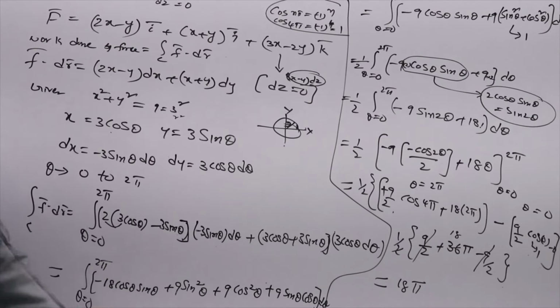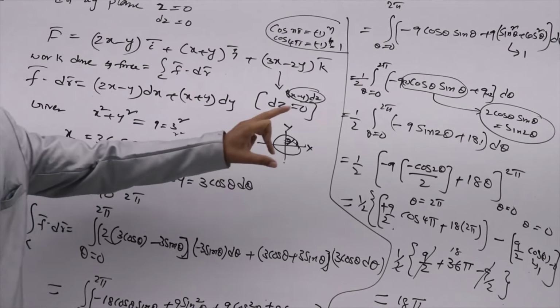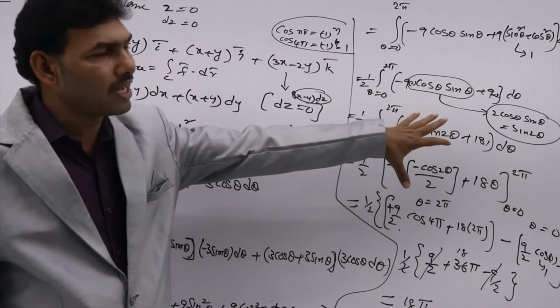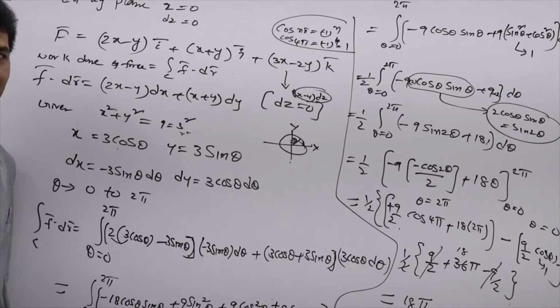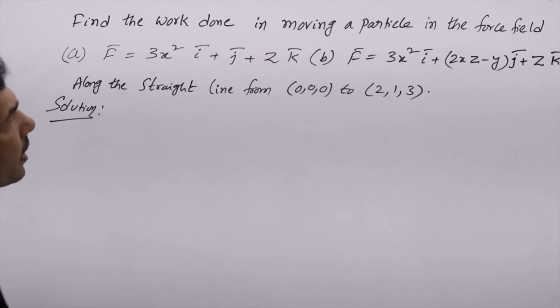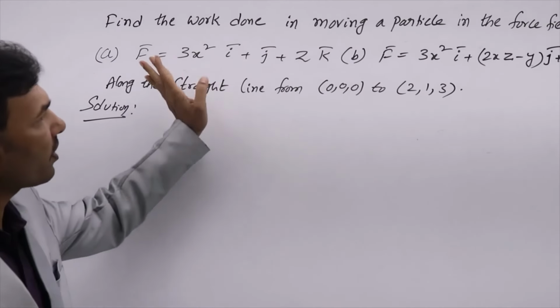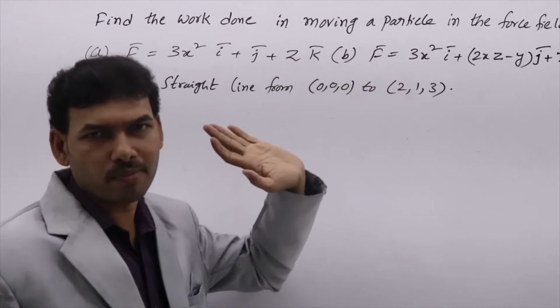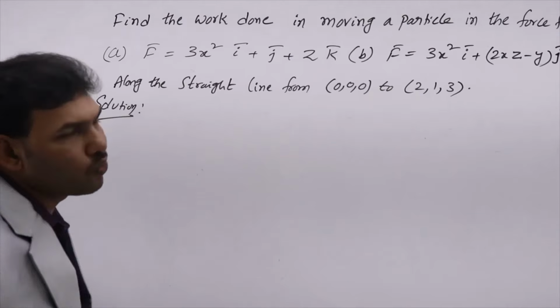The clear explanation is given. You can see that everywhere I have written the formulas and the reasons also. Okay, any doubts you may ask. Find the work done in moving a particle in the force field. In the first bit the force field is different, this one and this one, but along the direction, the straight line is the same, from (0,0,0) to (2,1,3).